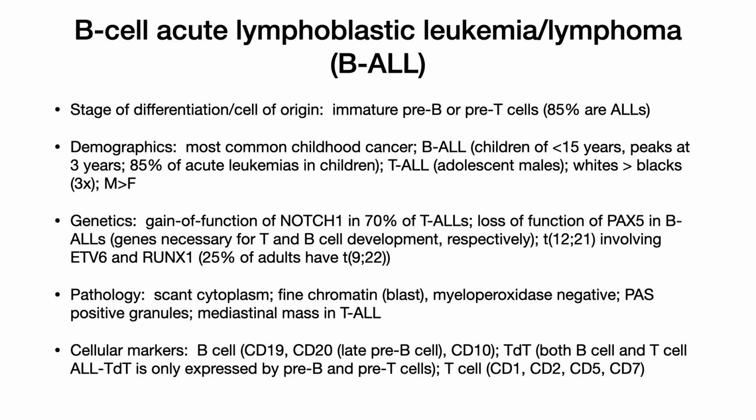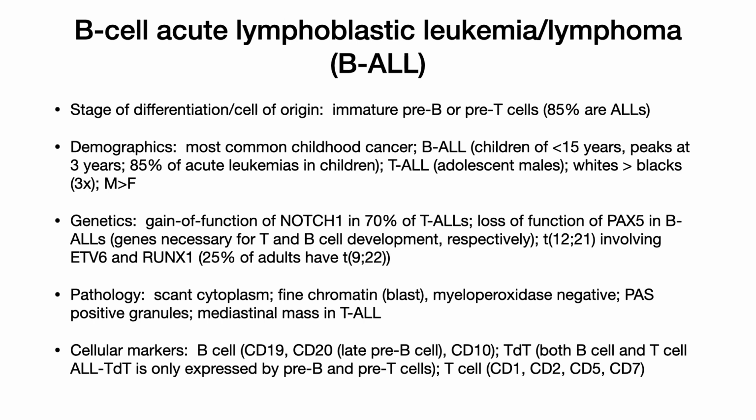So these are the most common childhood cancer. It occurs usually in children under 15 years of age, peaks around 3 years of age, but it can also occur in adults. And then the T cell version occurs more in adolescent males, and it's more associated with the thymus.